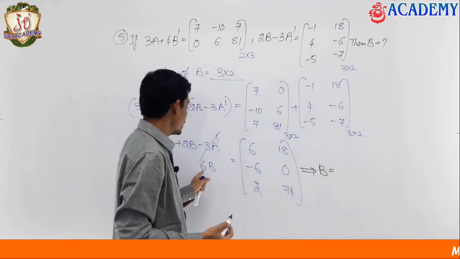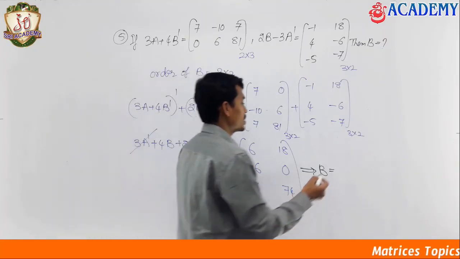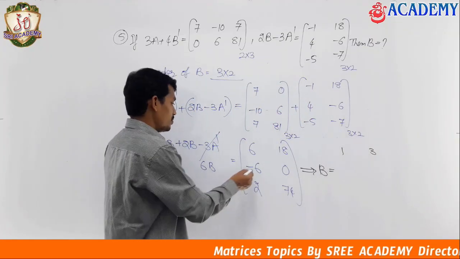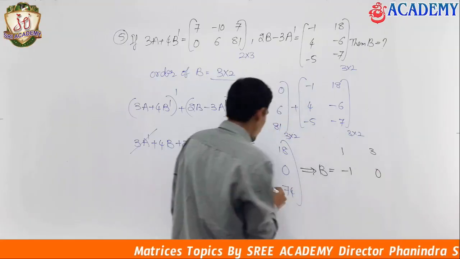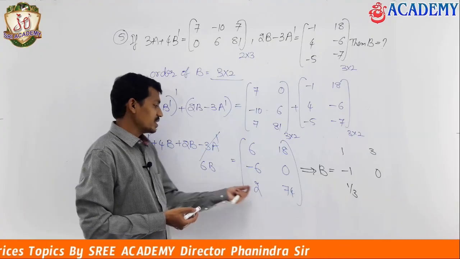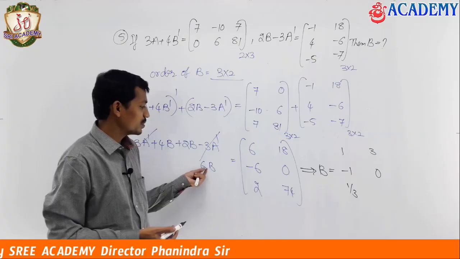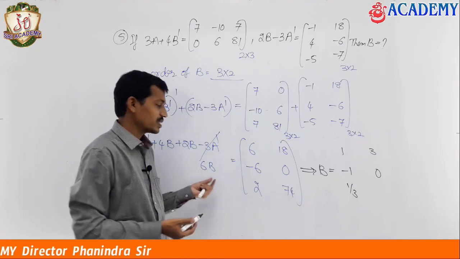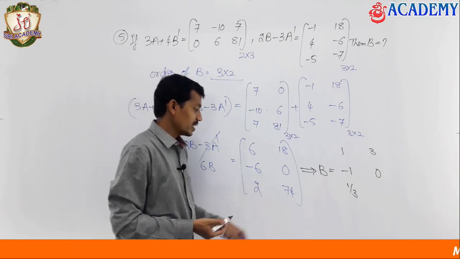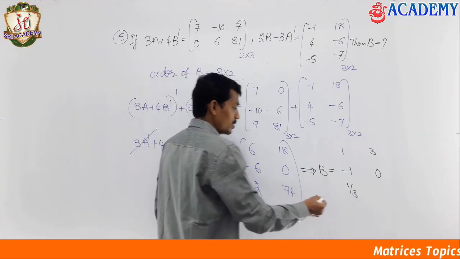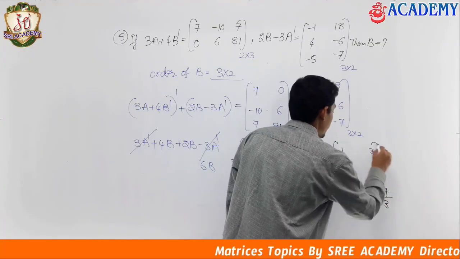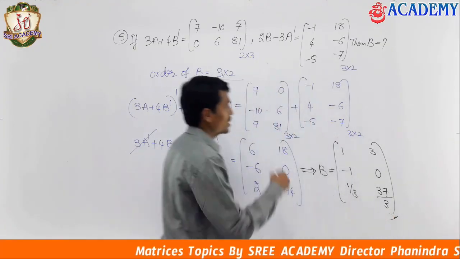That is indirectly, from here I am writing B. B is nothing but 6B divided by 6, you have to divide each and every element by 6. 6 by 6 is nothing but 1, 18 by 6 is nothing but 3, 6 by 6 is 1. Next minus 6 by 6 is nothing but minus 1, 0. 2 by 6 is nothing but 1 by 3 we can write. 74 by 6 is nothing but what? We can simplify by using 2, that is 37 by 3. This is going to be your B. The corresponding answer you have to get.